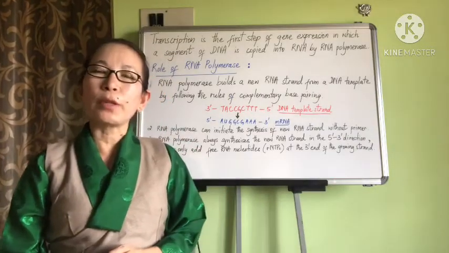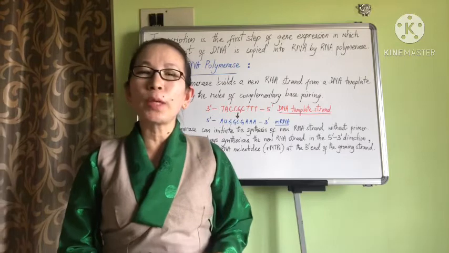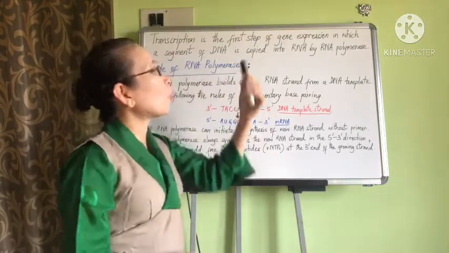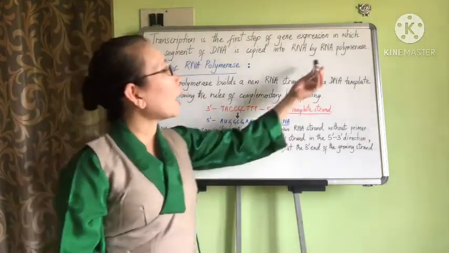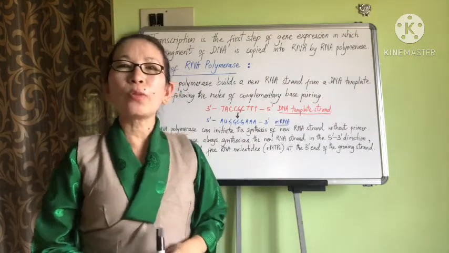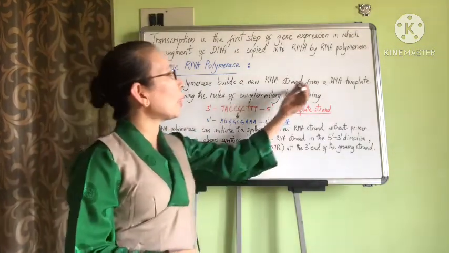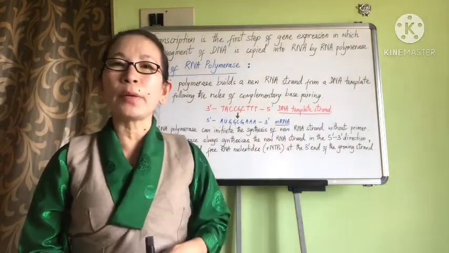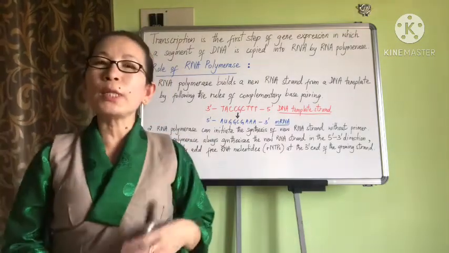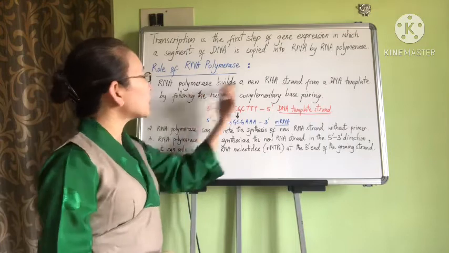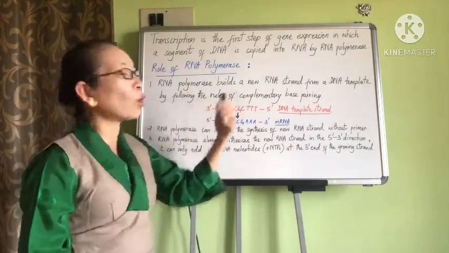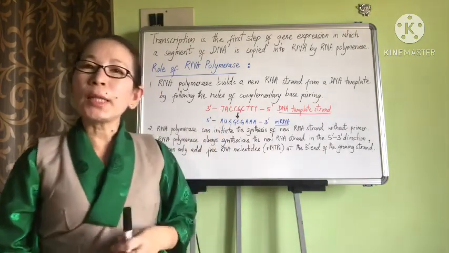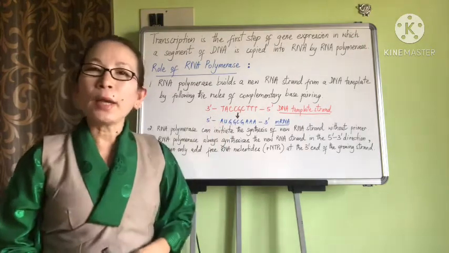Unlike the process of DNA replication, where the entire sequence of the DNA is copied to make daughter DNAs, during transcription, only a segment of DNA is copied into RNA by an enzyme known as RNA polymerase. The chief role of RNA polymerase is to synthesize a new RNA strand from a DNA template. And the basic principle followed to synthesize the new RNA strand is very similar to that of DNA replication, where RNA polymerase synthesizes a new RNA strand by following the rules of complementary base pairing, in which for each T on the DNA template strand, an A is added in the RNA strand.